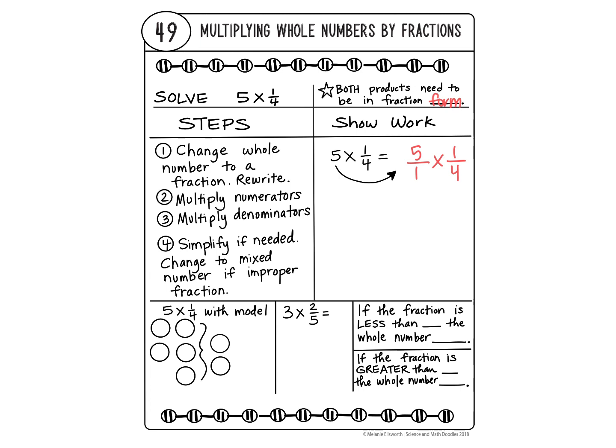Now I'm going to multiply my numerators. So I'm going to do 5 times 1, which equals 5. And then I'm going to do 1 times 4, which equals 4. Now I've got to fix this because I want to change this improper fraction to a mixed number. So this is going to change to 1 1/4.